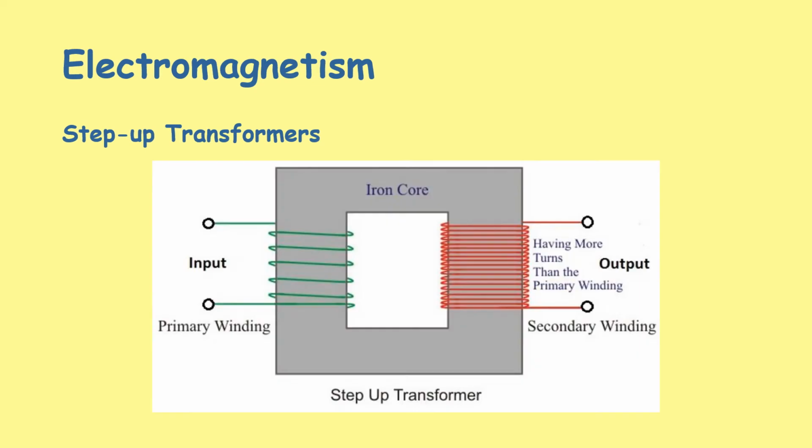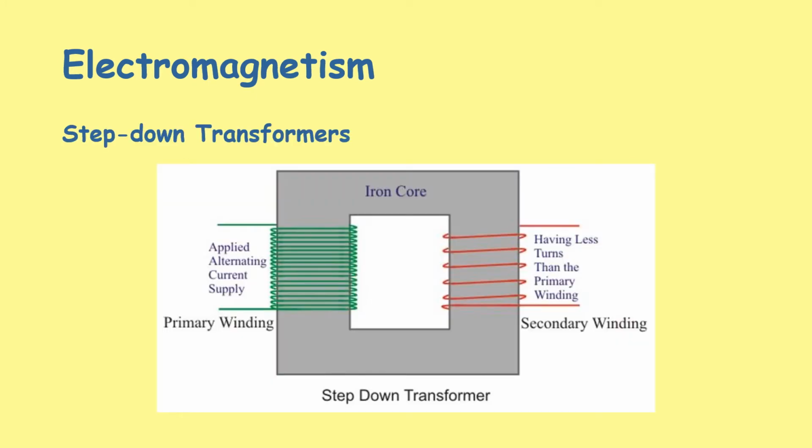Step-up transformers. Here is a diagram of a step-up transformer. We have an input on the left-hand side, which is a primary winding, and we have an output on the right-hand side, which is the secondary winding, and this has more turns than the primary winding.